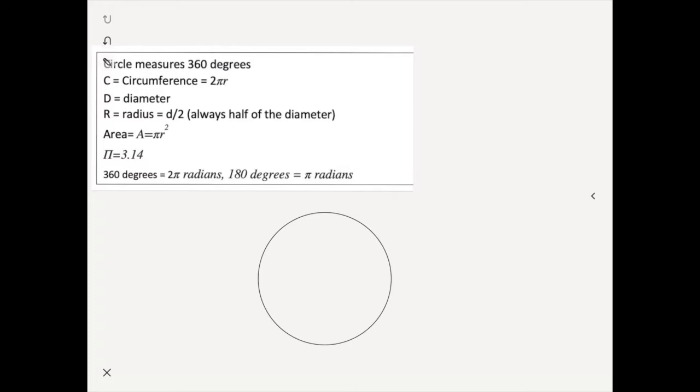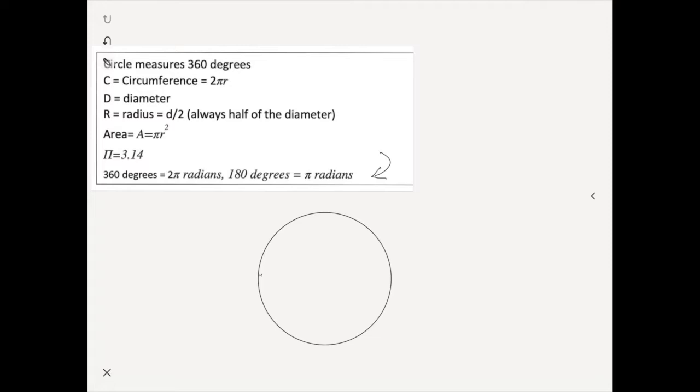C means circumference, and circumference is equal to 2 pi r. The circumference of a circle is also 360 degrees. Another way to write 360 degrees is 2 pi. But if you are solving for the circumference, it's going to be 2 pi r, where r means radius. D means diameter, r means radius, and the radius is always half of the diameter. The formula for area is pi times radius squared. Pi is equal to 3.14. And then at the bottom here, I have some conversions that we're going to do in a few.